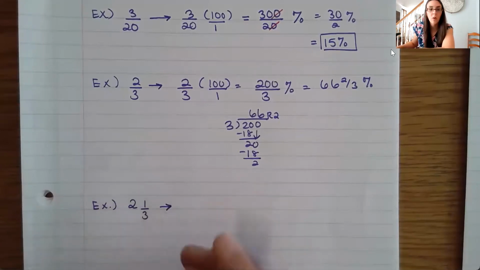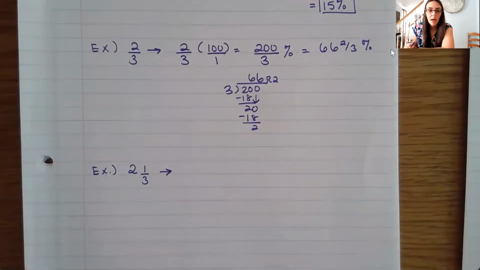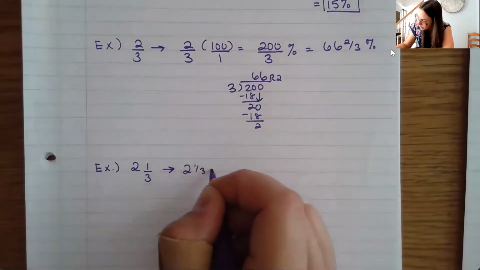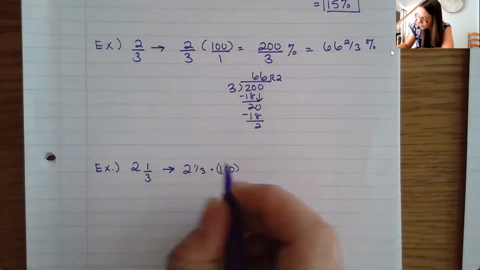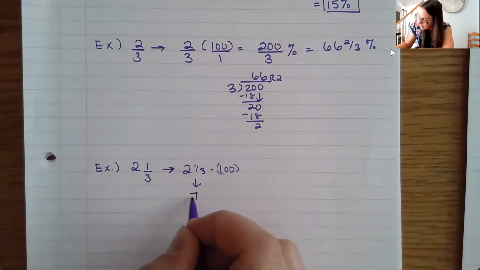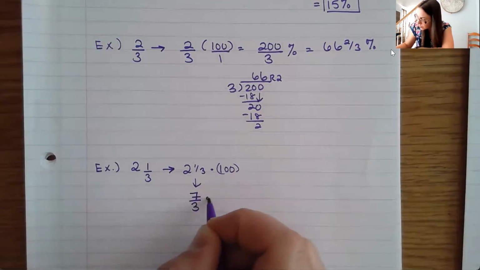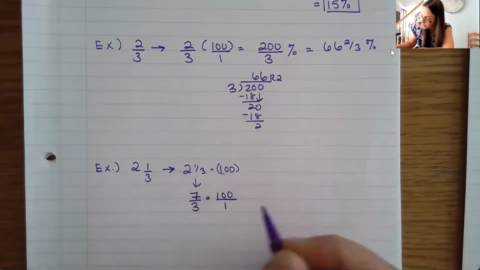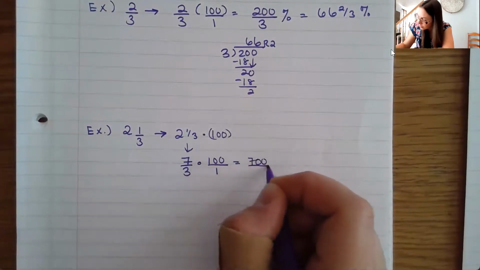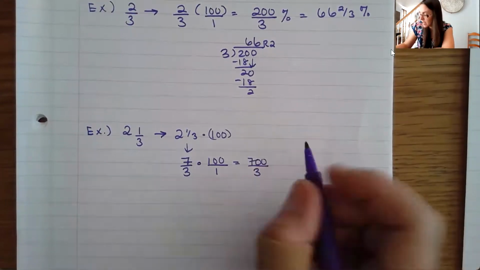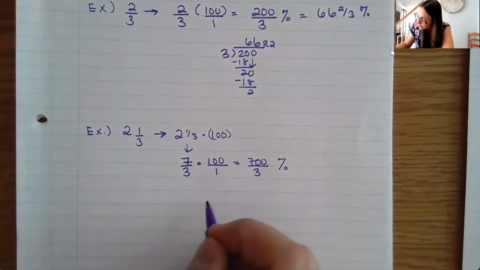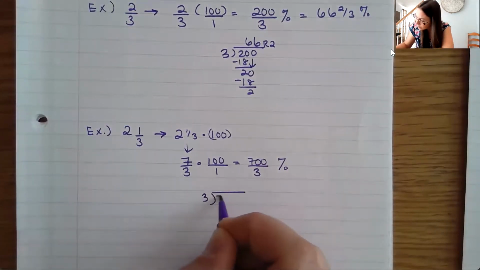So let's say I have 2 1/3 and I want the percent. Again, we're going to take that 2 1/3 and multiply it by 100. I am going to change this over to an improper fraction though. 3 times 2 is 6 plus 1 is 7. So I have 7/3 multiplied by 100/1. So I get 700/3 here. And again, this is now in percent form, but it doesn't really make sense for most people. So you may want to divide this out.